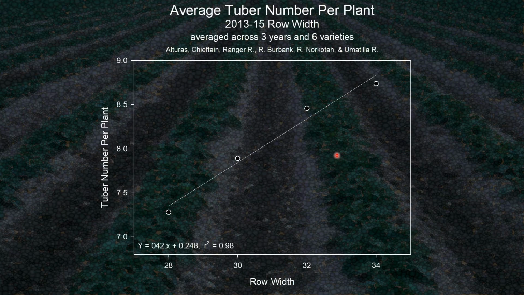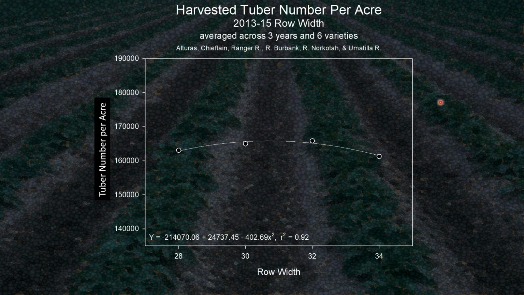So here you can see average tuber number per plant, again averaged across 3 years and 6 varieties. Tuber number per plant increased as the rows were wider and vice versa. So when the plants sensed the competition, they produced fewer tubers per plant and vice versa. And this is common, like I showed you on some of the first slides there.